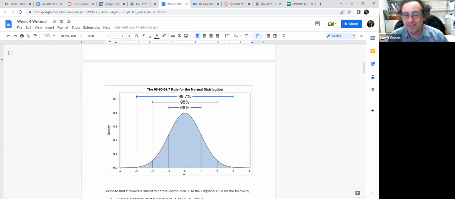Then there are these numbers: 68%, 95%, and 99.7%. And we can say 68% of the data is between -1 and 1. 95% of the data are between -2 and 2. And about 99.7% of the data are between -3 and 3. And this is rounded to as many decimal places as you're looking at right now. Just to let you know, it's really like 95 point something, but 95 is what everyone remembers.